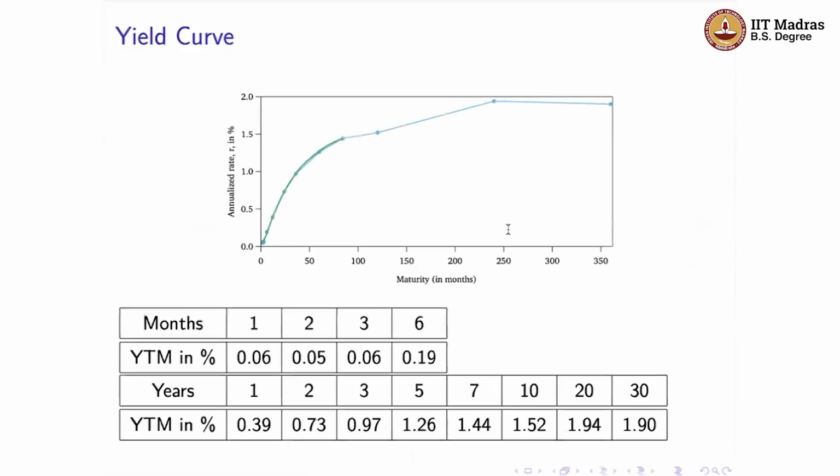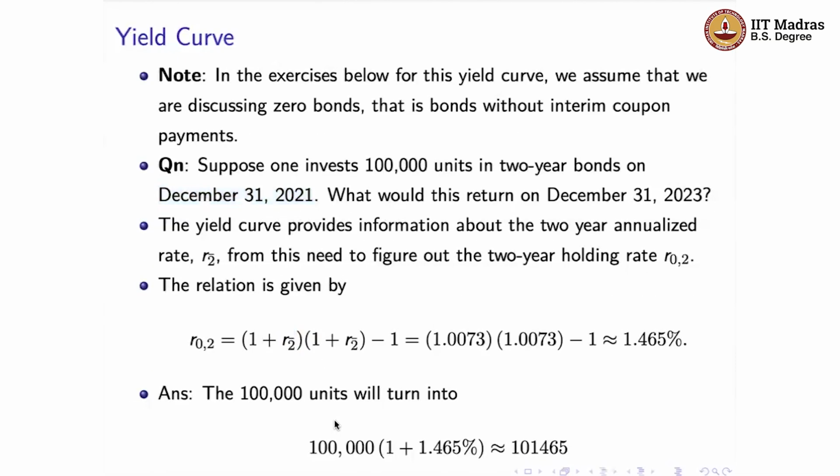Now, you have got information that this is 0.73%. So if you put in R2 bar as 0.73%, this becomes 1 plus R2 is 1.0073. And similarly for the other number here, and you can use that to calculate R02. So R02 is basically 1.465%. So this 1 lakh units is going to turn into 1 lakh multiplied by 1 plus 1.1465%, which is approximately equal to 101465.